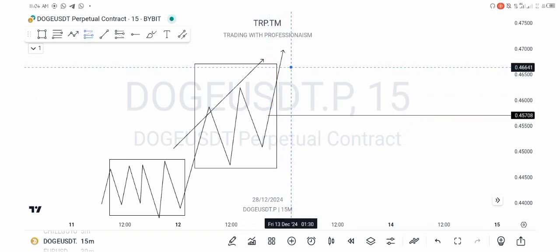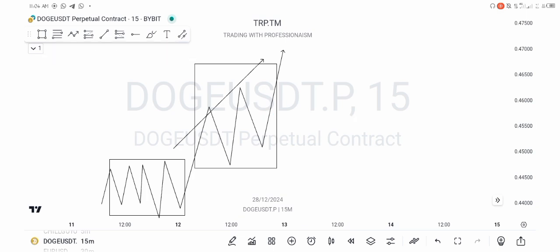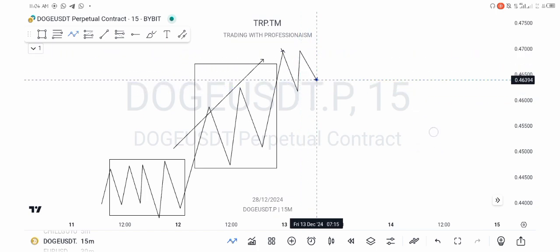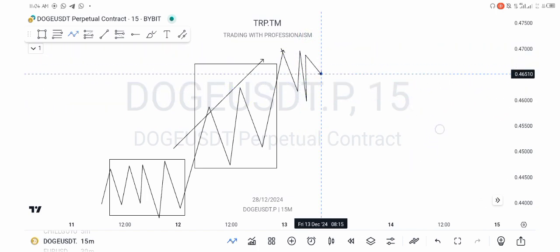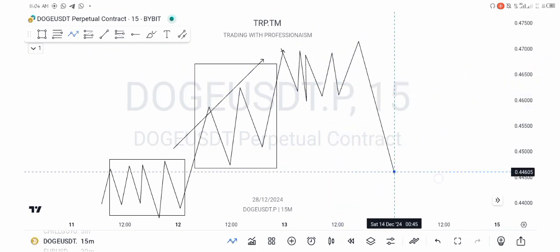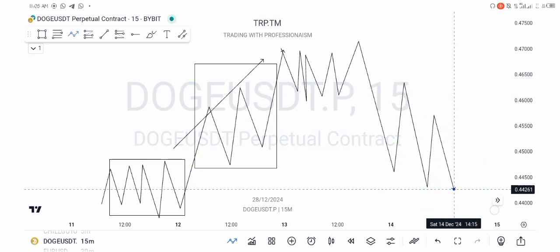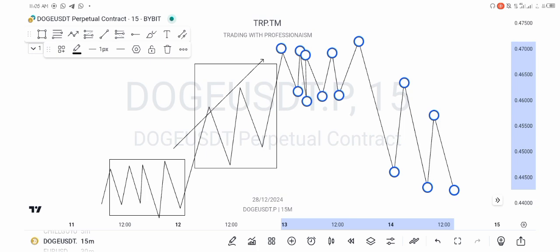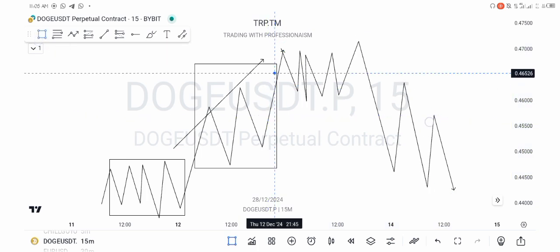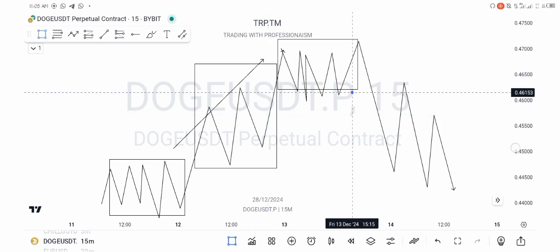So after the advancement, we have the distribution. The distribution is a consolidation that leads to a volatile breakout to the downside. So the distribution leads to a volatile break to the downside. So the distribution leads to a downtrend.